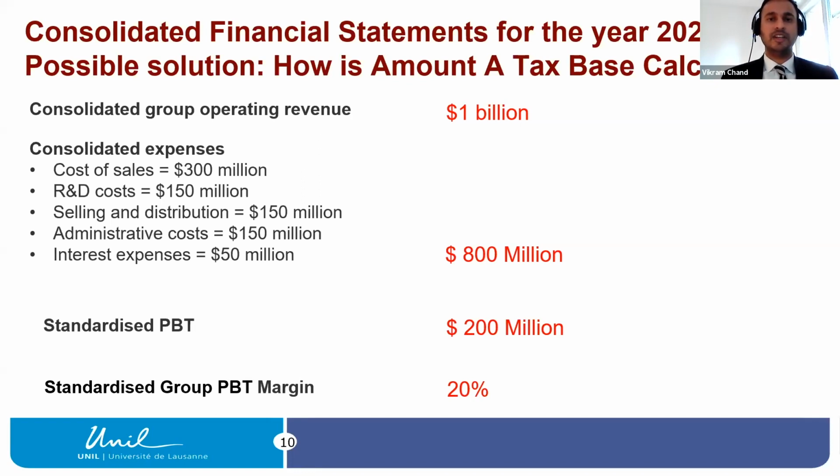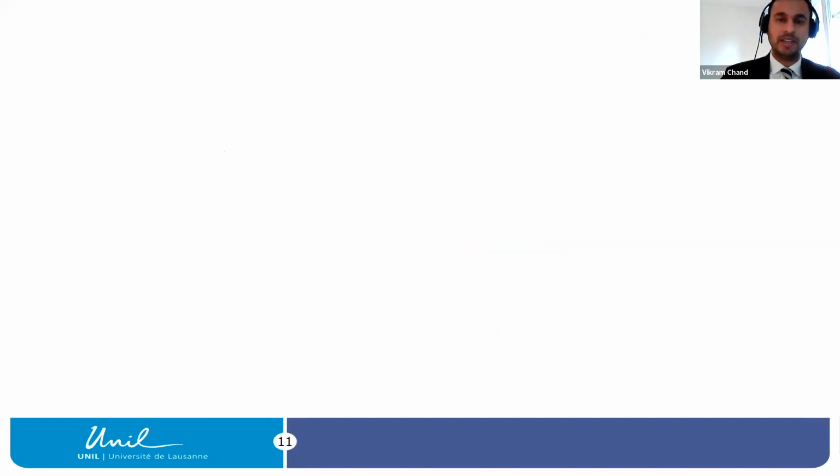So we made these little adjustments, and this is what is being contemplated in the Amount A calculation too: the adjustments that are going to be made to the consolidated financial statements have to be kept at a minimum in order to determine the tax base. So here we've come out with a tax base of around 20% for this multinational enterprise. The standardized PBT is 200 million and the PBT margin is 20%.